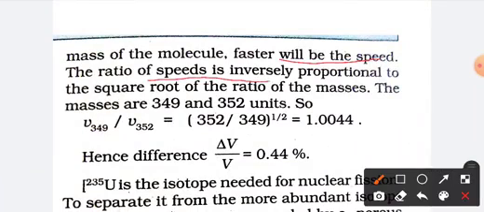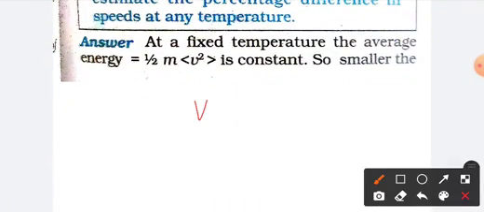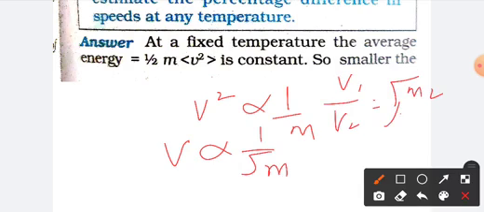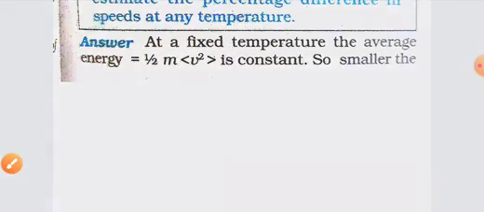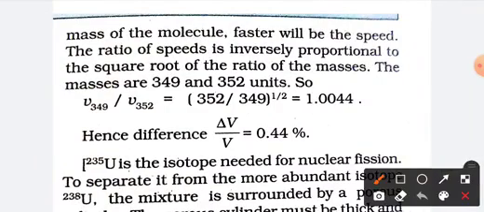So the ratio of speeds is inversely proportional to the square root of the ratio of masses. We can clearly see this, because v square is inversely proportional to m. That means v is inversely proportional to root m. That means v1 upon v2 will be equal to root over m2 upon m1, correct? So we are taking the square root of the ratio of the masses, which are 349 and 352 units.